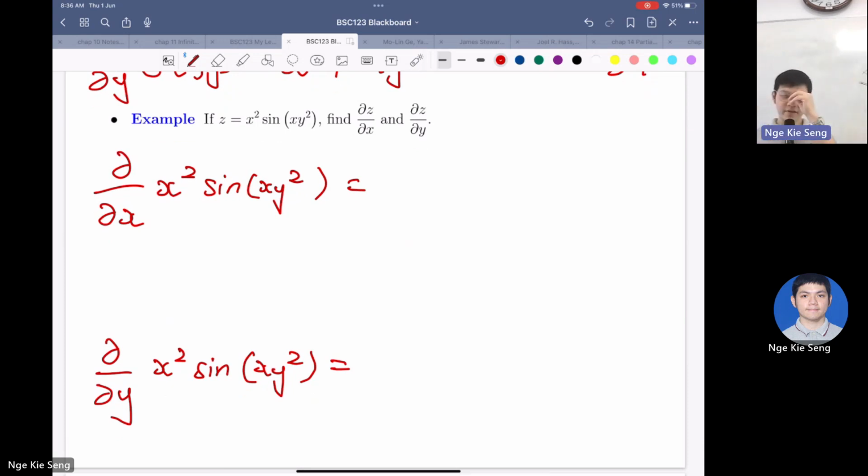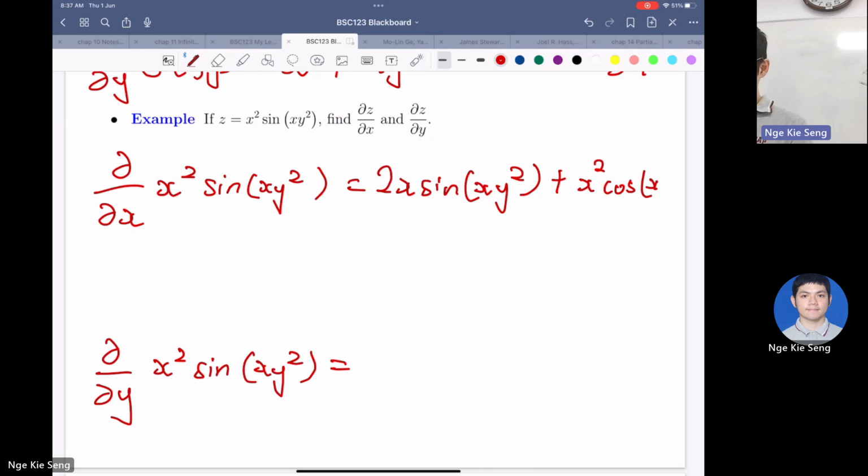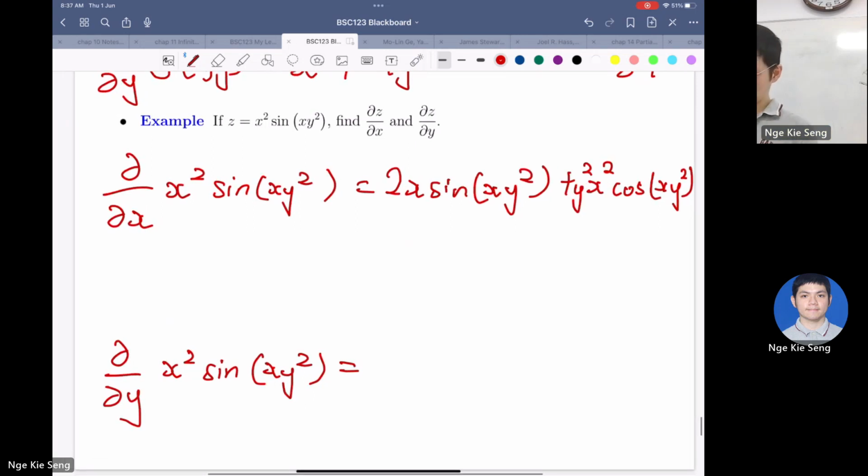So when you differentiate with respect to x, what do you use? Product rule. Okay, so you use product rule. So the first term you get is 2x sine xy squared, plus, is it correct? Okay, so how about the second term? x squared times cos xy squared, by chain rule you also get the y squared. Good.